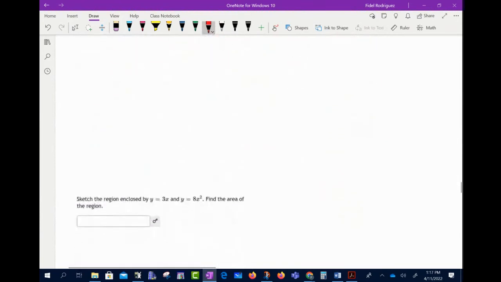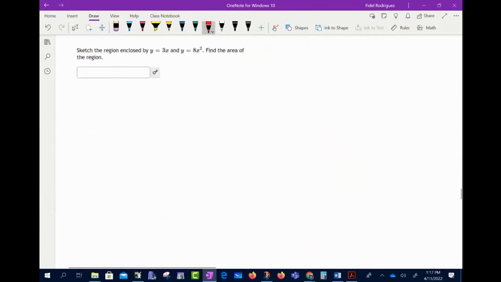So let's come back over here. Now it says, sketch the region enclosed by y equals 3x and y equals 8x squared, and we're going to find the area of the region. Think about this, y'all. We want to find the area. When we talked about this before, we found areas back in 5.1 using rectangles. We're not going to do any rectangles today. We're going to be able to do this using calculus.